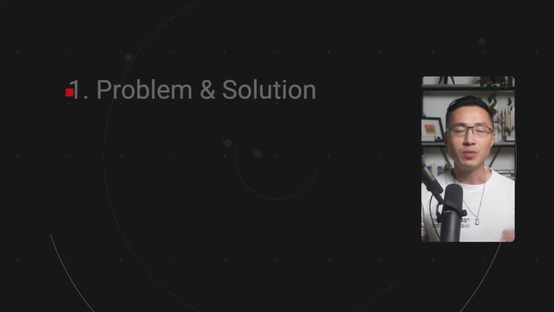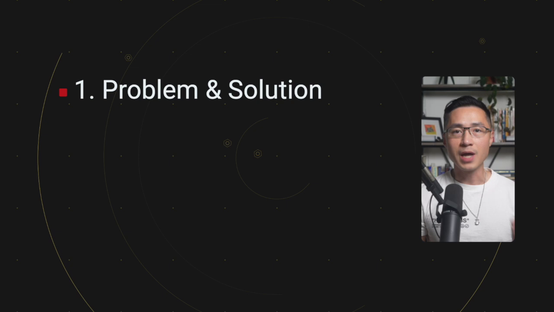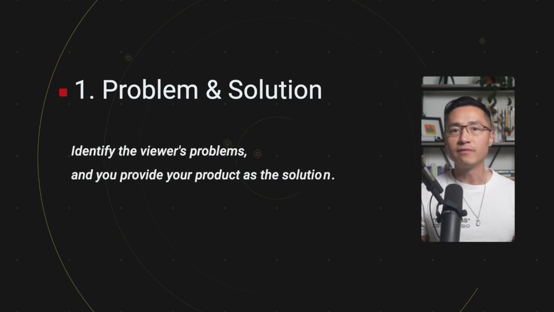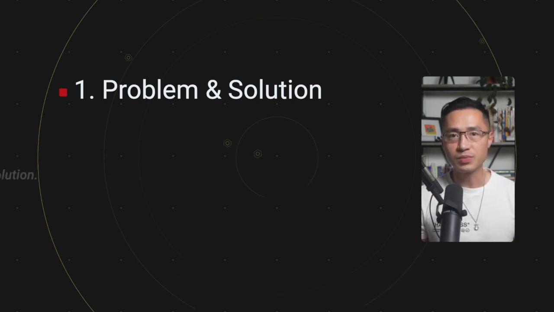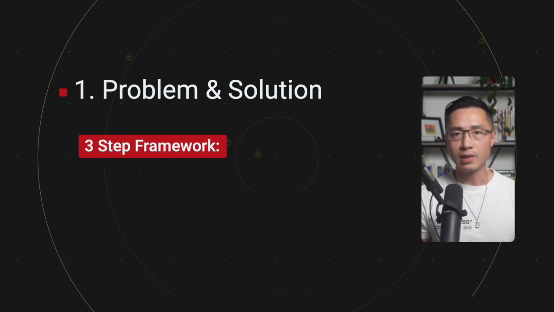Alright, so the first and the most common type of video is problem and solution videos. This is when you identify the viewer's problems and you provide your product as a solution. This type of video works extremely well on TikTok because people care most about solving their own problems. This type of video follows a simple 3-step framework.